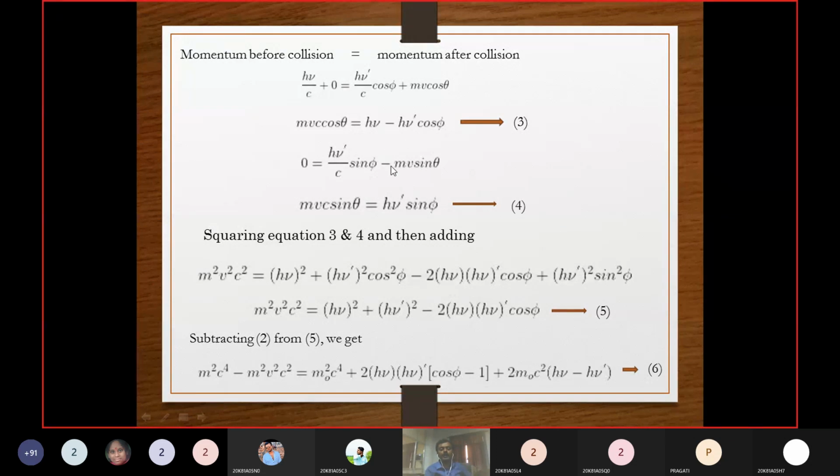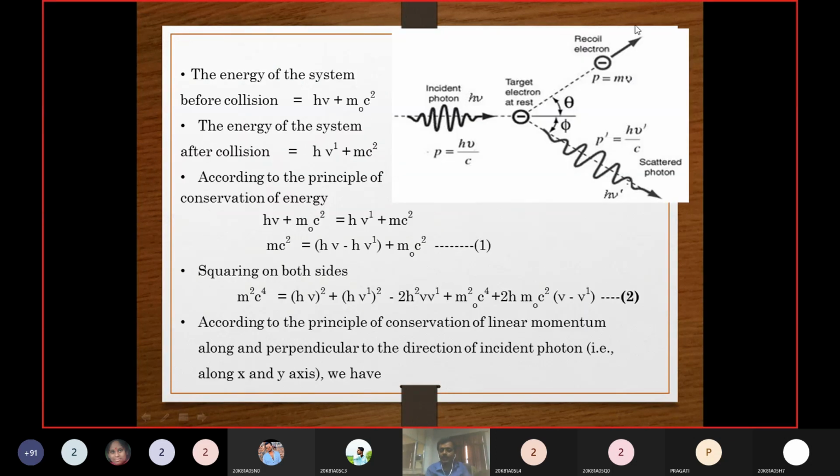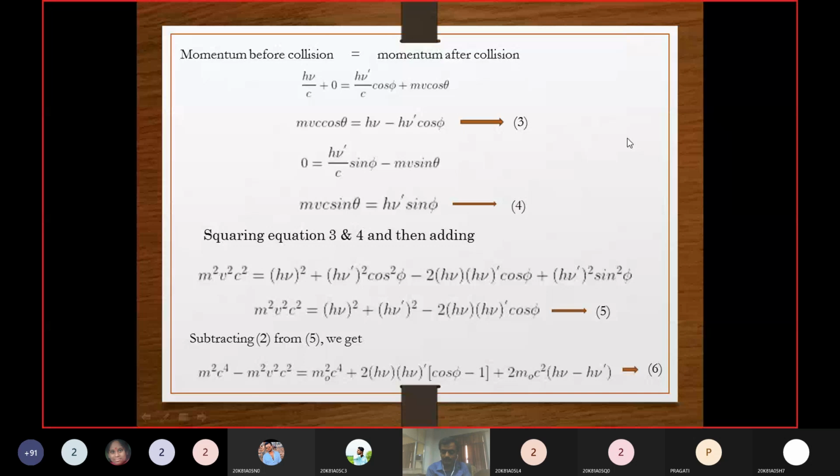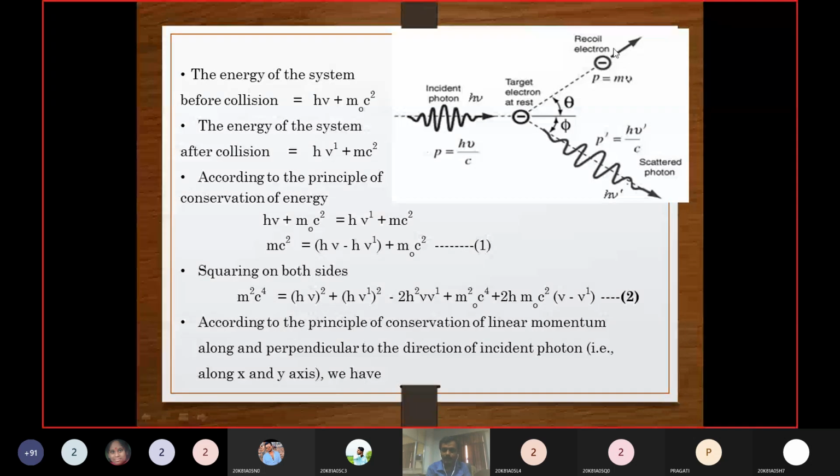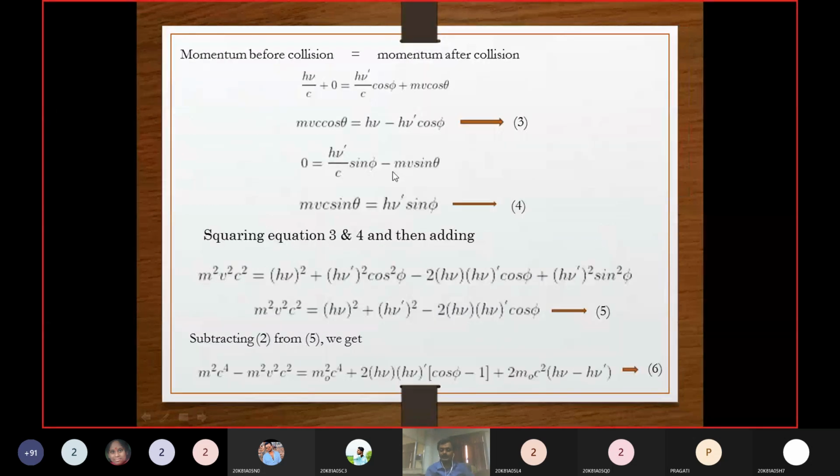Why are we taking the minus direction? If you divide it into two components, the electron is moving in this direction, but the photon is moving in the below direction. Taking two components, the horizontal directions are both the same, but in the vertical direction the electron direction is opposite to the photon direction. That's why we are taking minus. So we consider the momentum before collision and after collision.